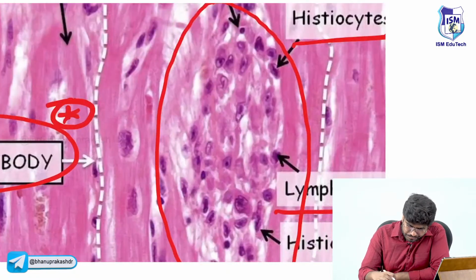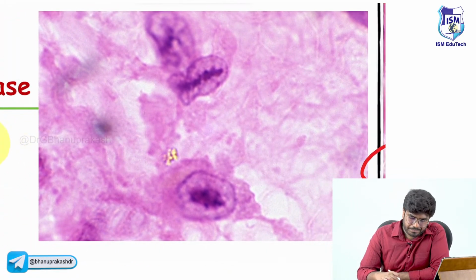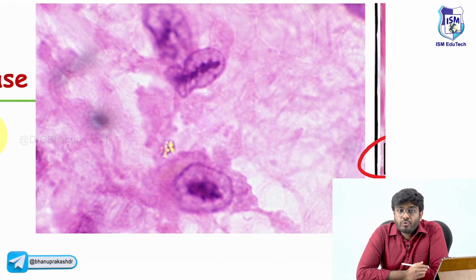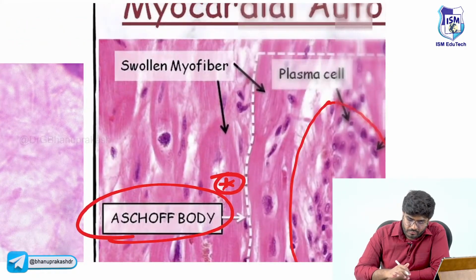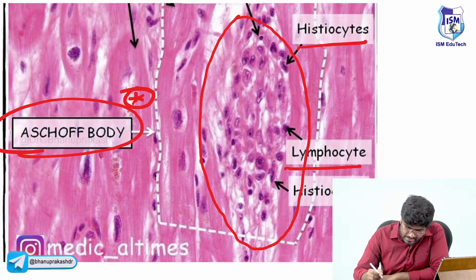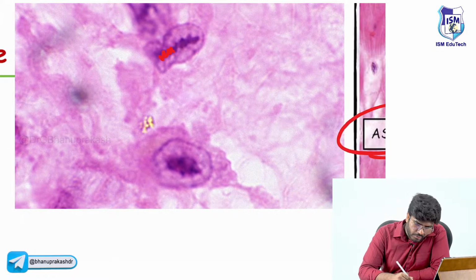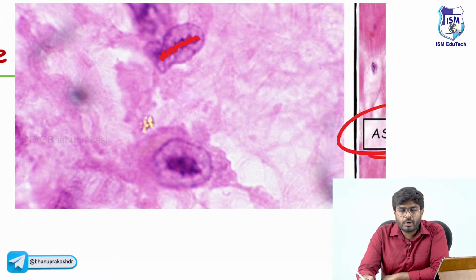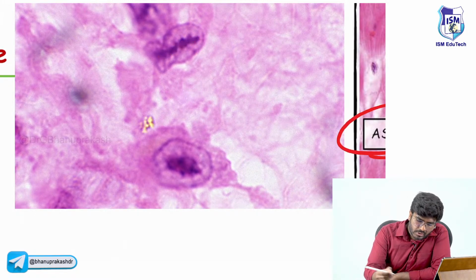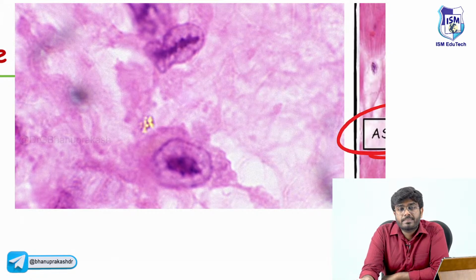Now, if you look here, these macrophages, these histiocytes. I am showing you one histiocyte from this area. Let's take one histiocyte. Here is one histiocyte. Now, whenever you look at these histiocytes, how are they looking? The nucleus is looking like a ribbon. So these are ribbon shaped macrophages. Ribbon shaped nucleus is present in these macrophages.